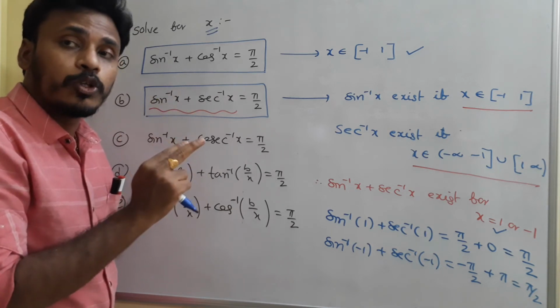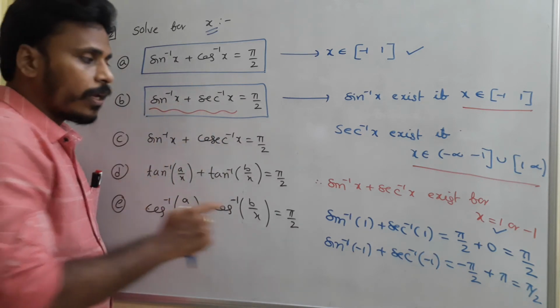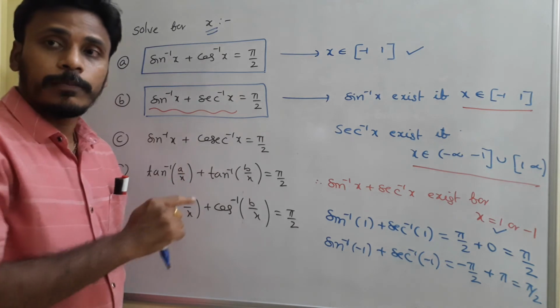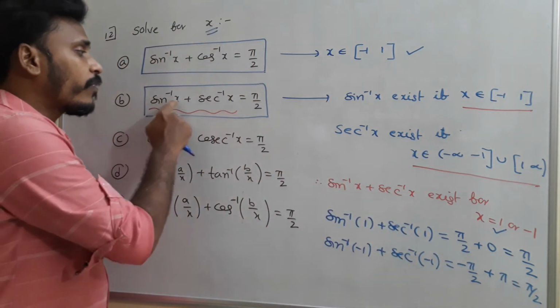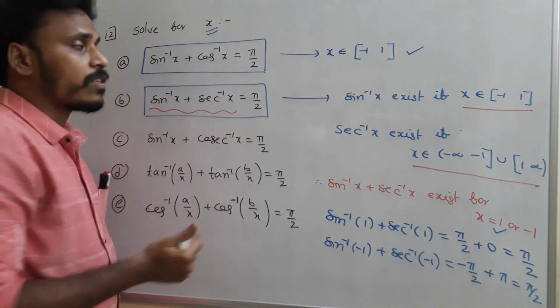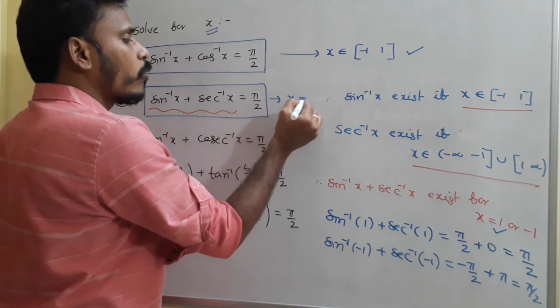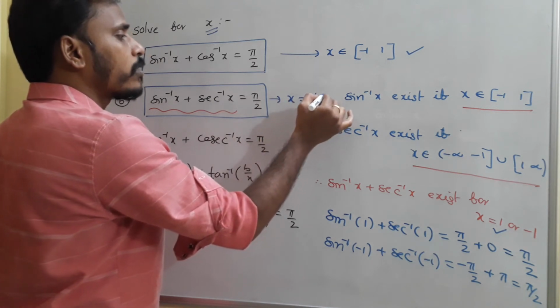Now we are going to check whether they are answers or not. So replace x with 1. It is satisfying the given problem. Replace x with -1. It is also satisfying the given problem. So at the end, for sin inverse x plus secant inverse x is equal to pi by 2, the answers are simply x is equal to plus or -1. These two are the possible answers for this problem.